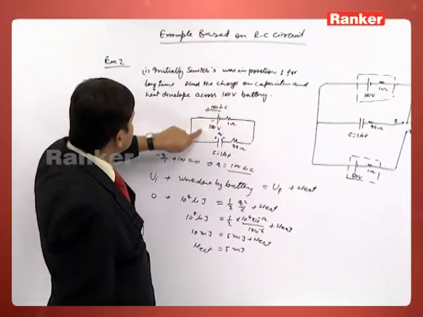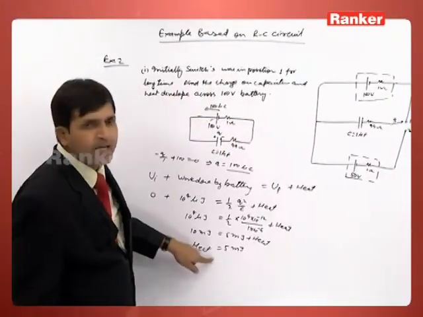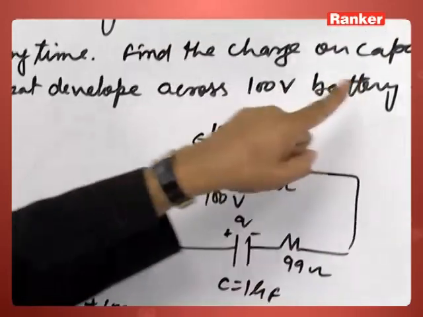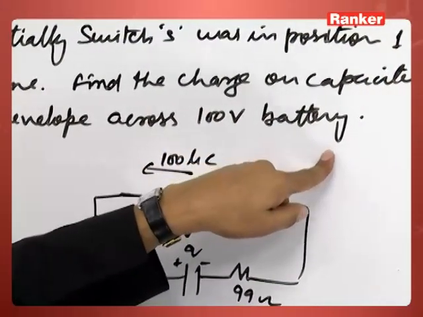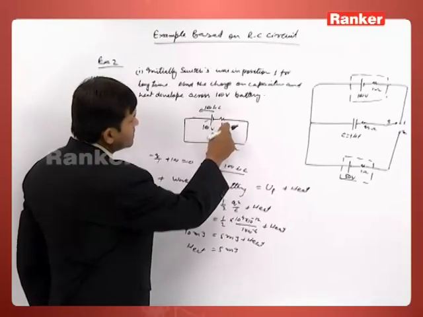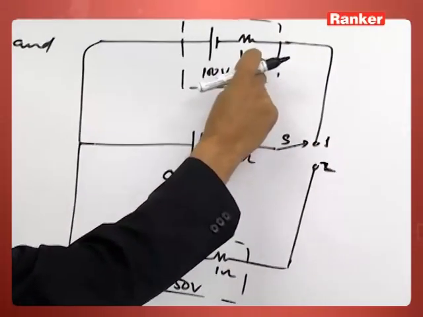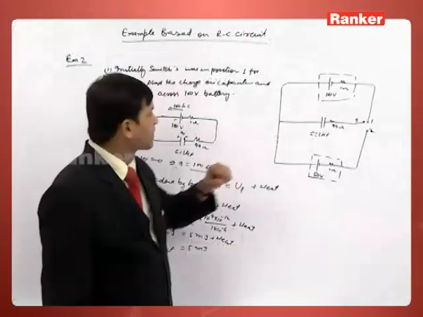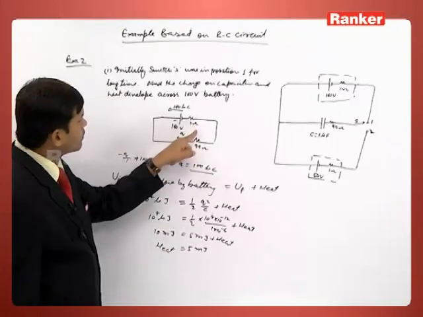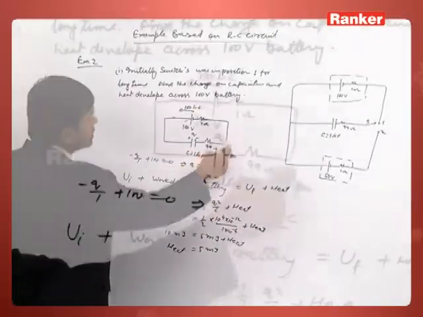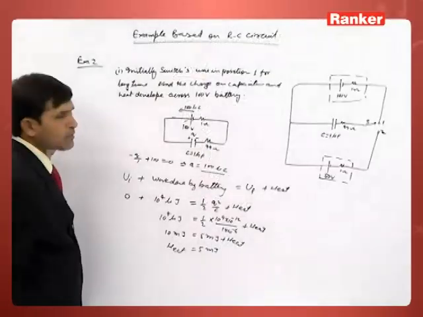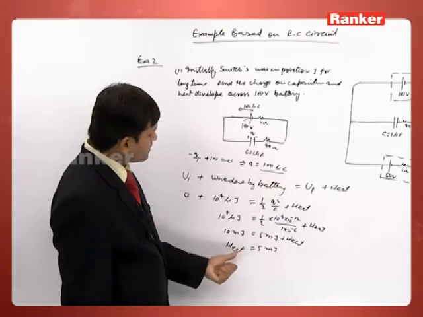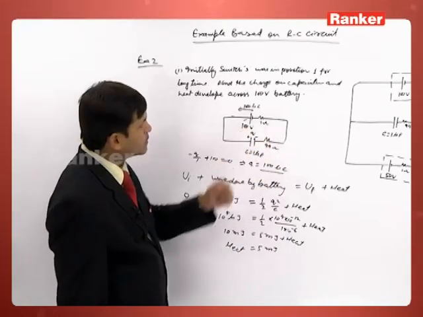So when current was flowing through the circuit, this much amount of heat has been developed. But the question is the heat developed across the 100 volt battery. Here the total heat is across 1 ohm, because 1 ohm is the internal resistance. That indicates whatever loss in the 1 ohm will be the heat across the 100 volt battery. But that heat is across 1 ohm as well as 99 ohm. And since both of them are in series, the current was the same in both throughout the charging process. So the heat is directly proportional to their resistance.